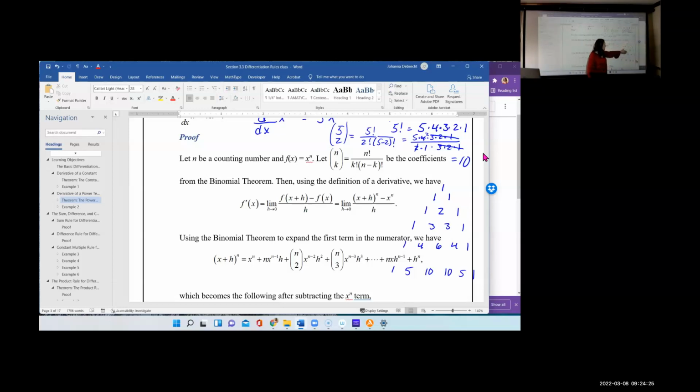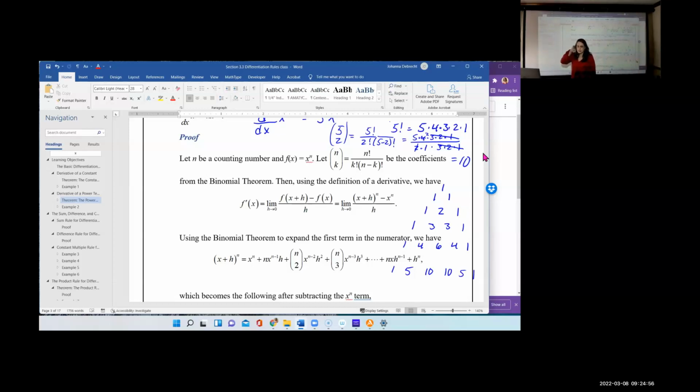So the first number is always a 1. The last number is always a 1. And to get the 2, I add 1 and 1 together. 1 plus 2 gives me 3. 2 plus 1 gives me 3. 1 plus 3 gives me 4. 3 plus 3 is 6. 3 plus 1 is 4. It always ends with a 1. Always starts with a 1. 1 plus 4 is 5. 4 plus 6 is 10. 6 plus 4 is 10. 4 plus 1 is 5. It always ends with a 1.